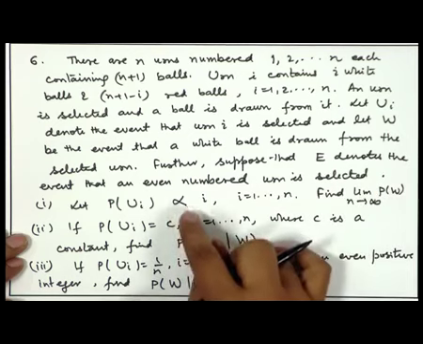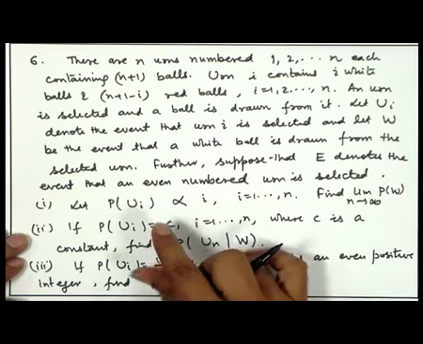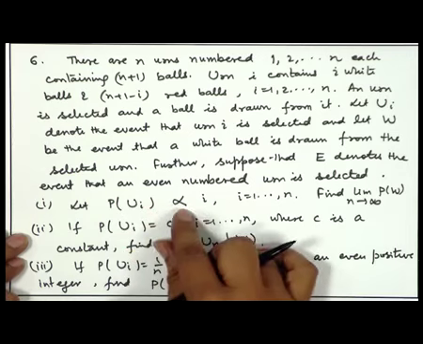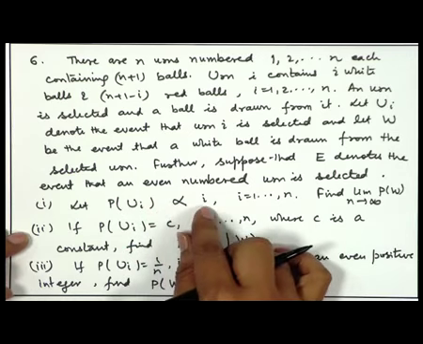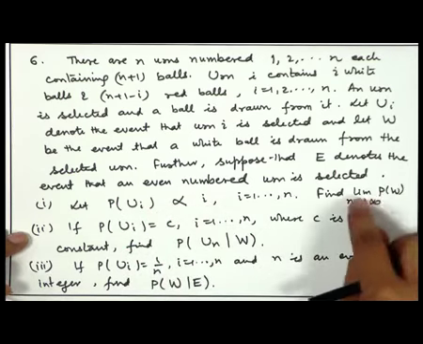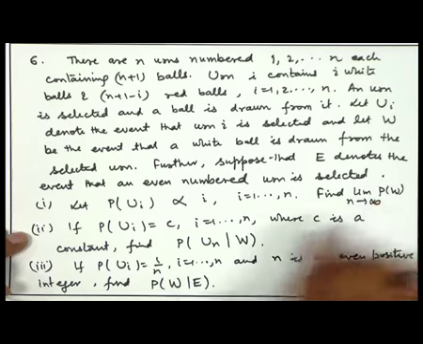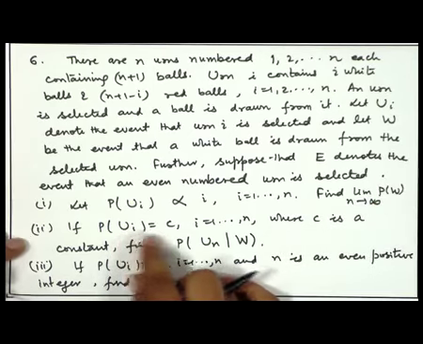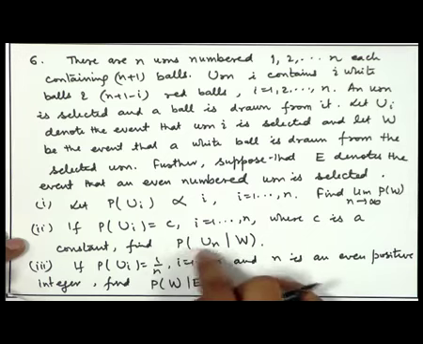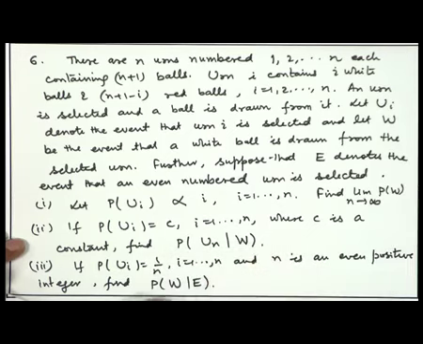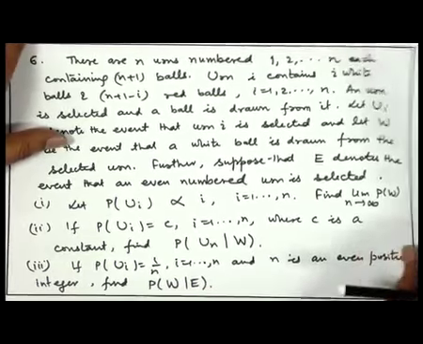Based on this, we are asking some problems. For example, if probability of ui is proportional to i, then what is probability of w? Find the limit as n tends to infinity. Similarly, if probability of ui is constant, then find probability of un given w, and in another one find probability of w given E. So, let us look at the solution of this.